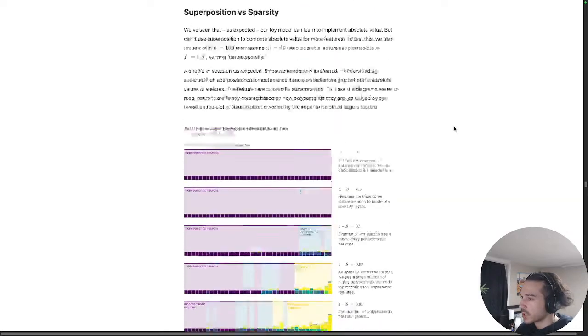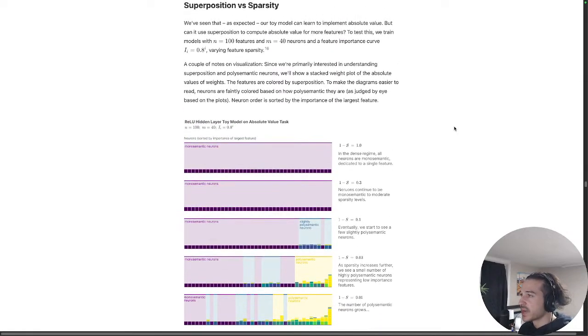Superposition versus sparsity. We've seen that, as expected, our toy model can learn to implement absolute value, but can it use superposition to compute absolute value for more features? To test this, we train models with n equals 100 features and m equals 40 neurons, and a feature importance curve, importance equals 0.8 to the i, varying feature sparsity.